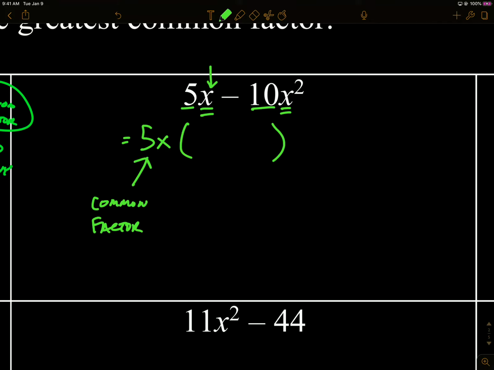The second one is going to be what we call our leftovers. That's what we get after we take and divide by the common factor. That produces our leftover factor.